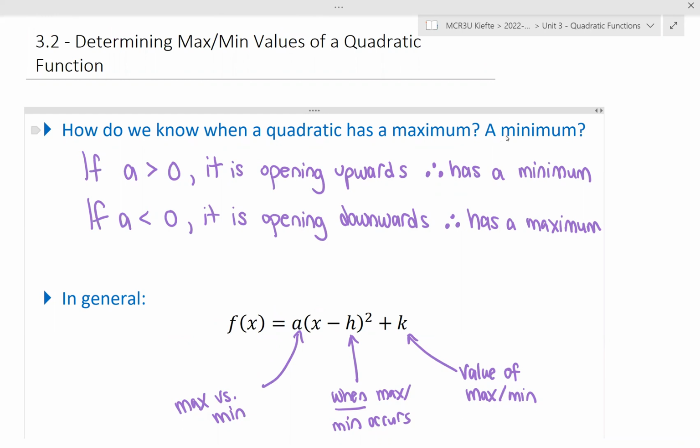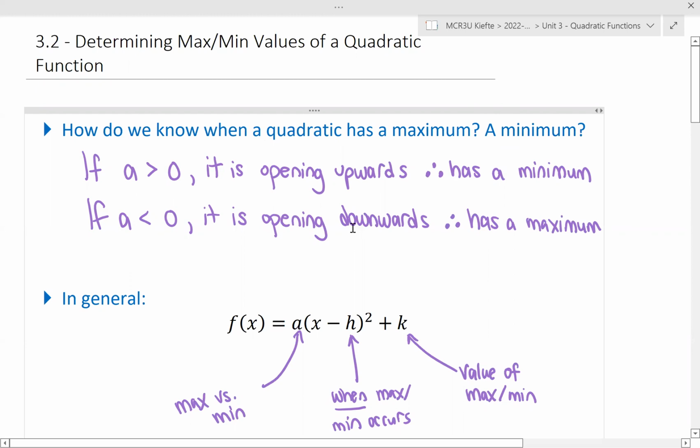But basically, a lot of companies in particular care about optimizing things, like maybe they want to minimize costs or maximize profit or maximize productivity. So there's lots of companies and people who care about optimization. So how do we know when a quadratic has a maximum or a minimum?